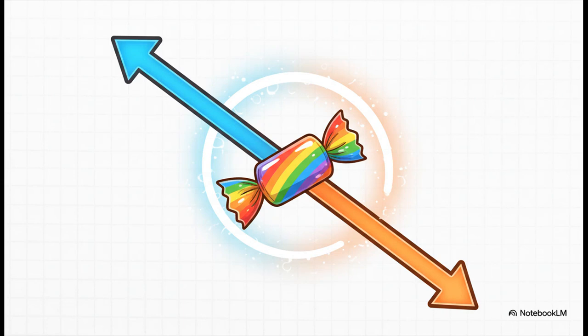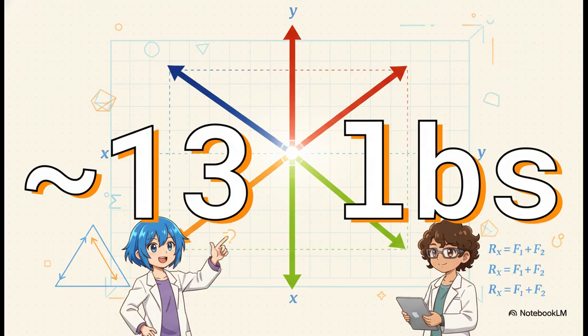So, for the candy to stay perfectly still, Terry has to pull with a force that is the exact opposite of that combined total. So if the siblings' combined vector is ⟨-3.44, 3.04⟩, Terry just needs to pull with ⟨3.44, -3.04⟩ to cancel them out perfectly. So what does that mean in the real world? It means Terry needs to pull with about 13 pounds of force in a very specific direction to create that perfect stalemate. And just like that, we've solved it.